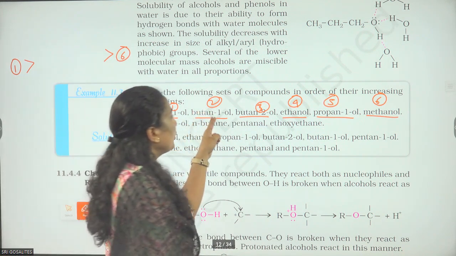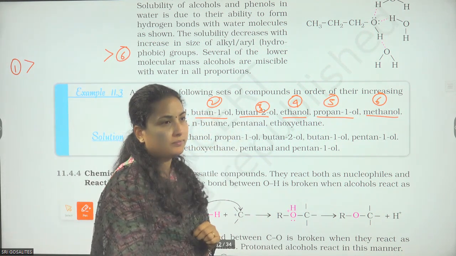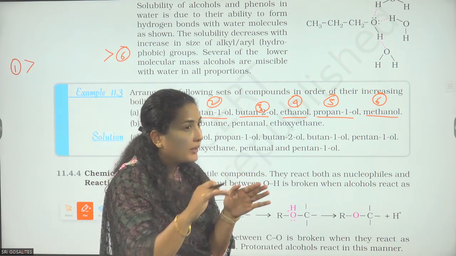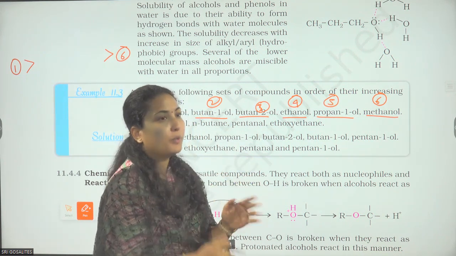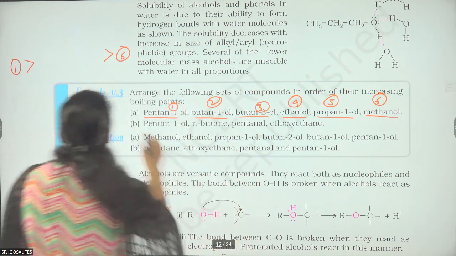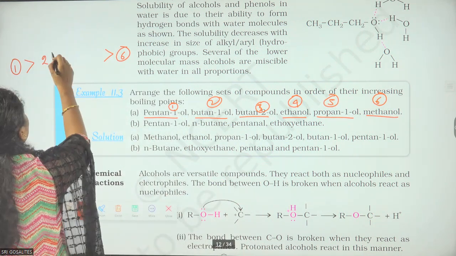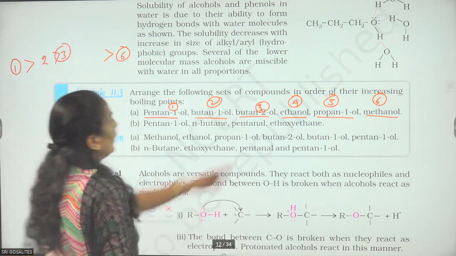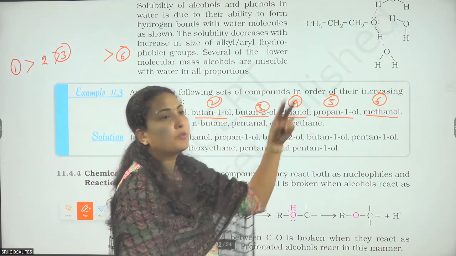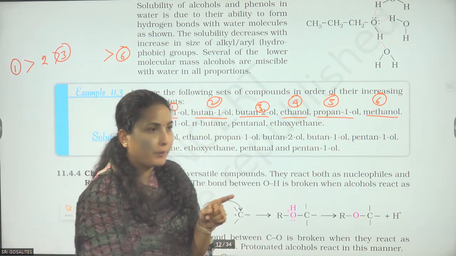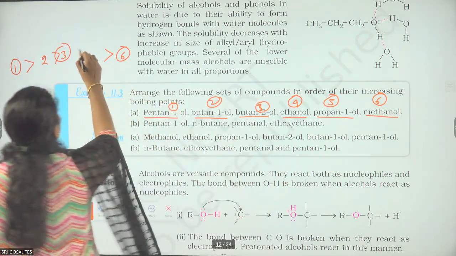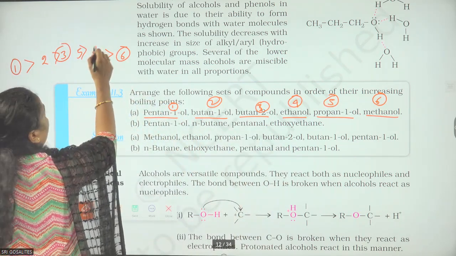After that, you are having butane-1-ol and butane-2-ol, right? So butane-1-ol, without any branching, has more boiling point. In butane-2-ol, branching is there. So basically you are going to have 2 here and then 3. After that, you are having propane-1-ol and ethanol. Which one will be having more carbon atoms? Propanol. So basically it will be 5 first and then you'll be having 4.